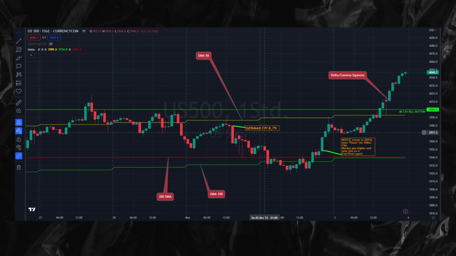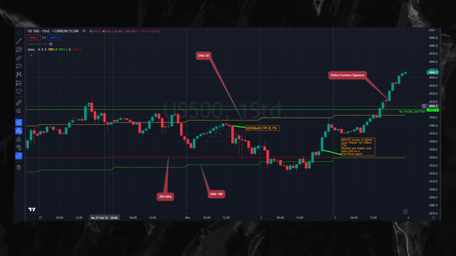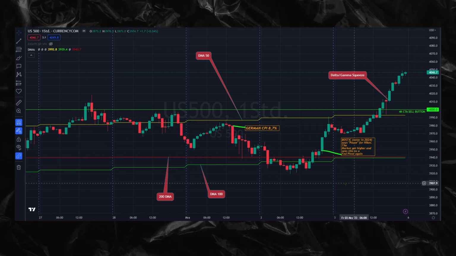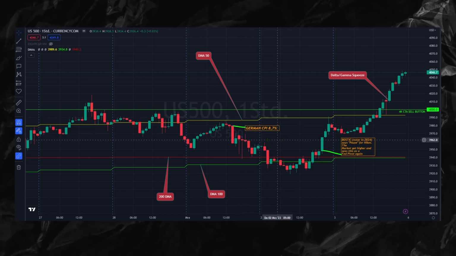Monday and Tuesday moved on the 50 DMA level. In this zone is the magic 4K level, and the CTA level is also watched. CTAs are trend machines for buying and selling. These machines flood the markets with money. On the 1st of March, a hotter CPI in Germany shocked the markets a little bit.